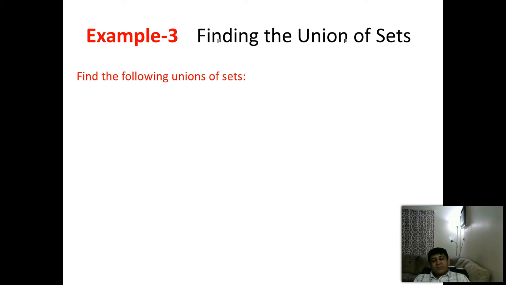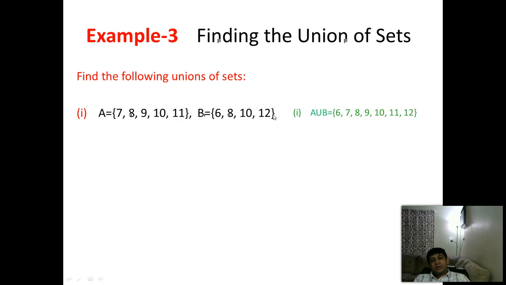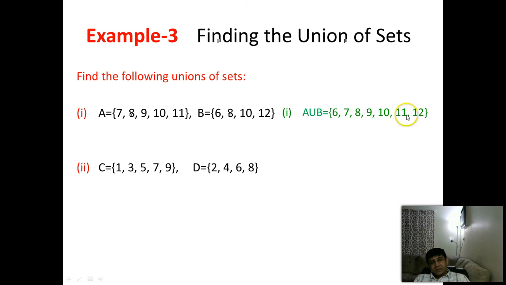Let's look at one example where we have to find the union of sets. Suppose two sets are given to us. A is 7, 8, 9, 10, 11. B is 6, 8, 10, 12. Let's find A union B. A union B will be, we combine all these elements without repeating. It comes out to be A union B: 6, 7, 8, 9, 10, 11, 12, all those elements.